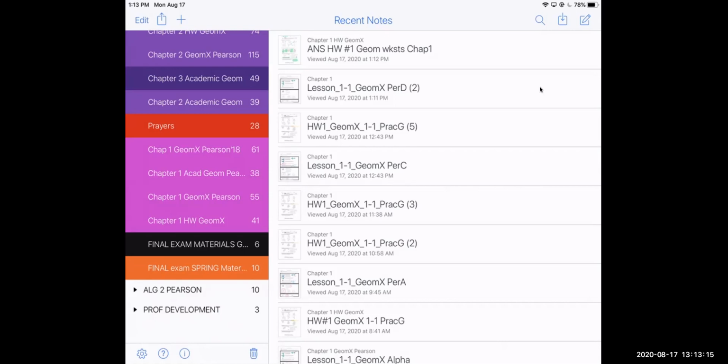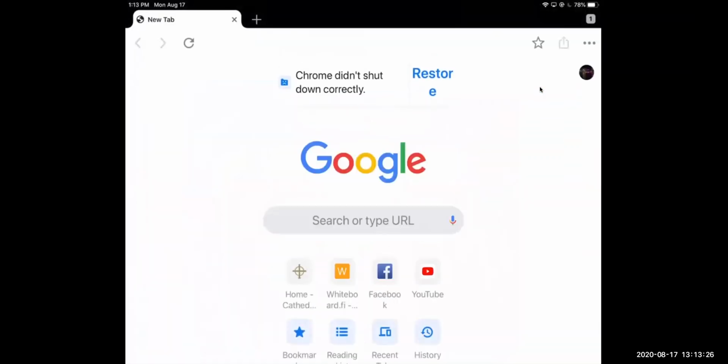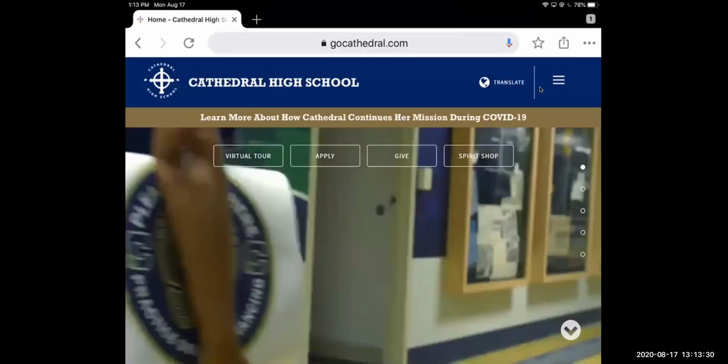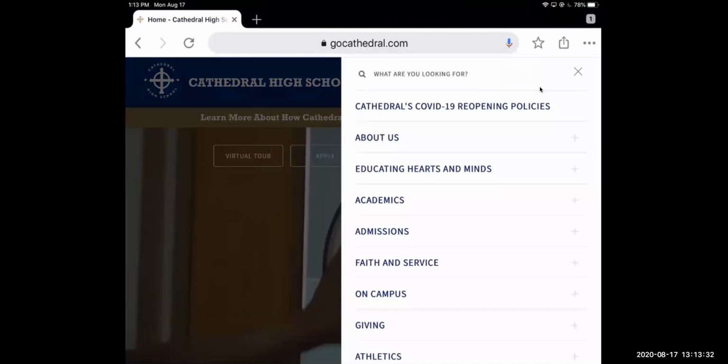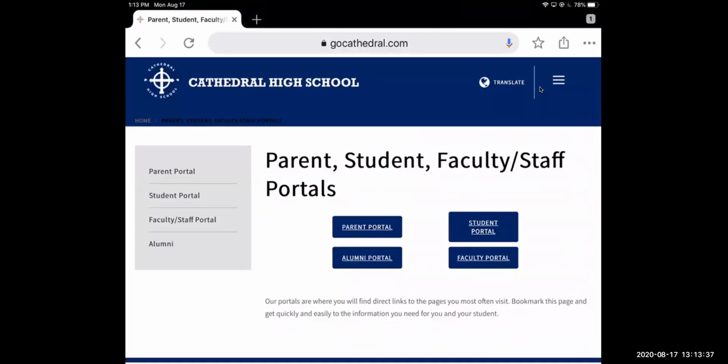Okay, so let's see, the book. For the book, if you go to the Cathedral website, and if you've already purchased the book, then you're set, but I know there's a little bit of confusion. I'm going to go to the student portal. On the Cathedral website, the 3 little bars in the upper right corner, going to the student portal.